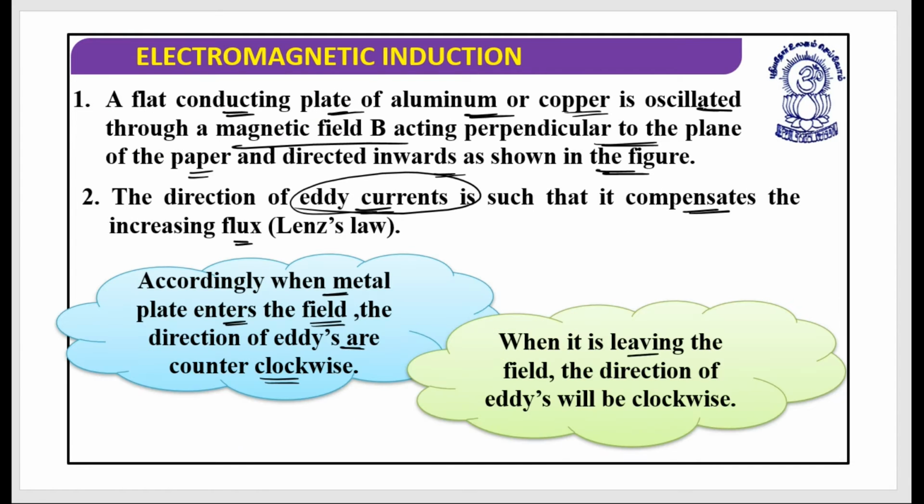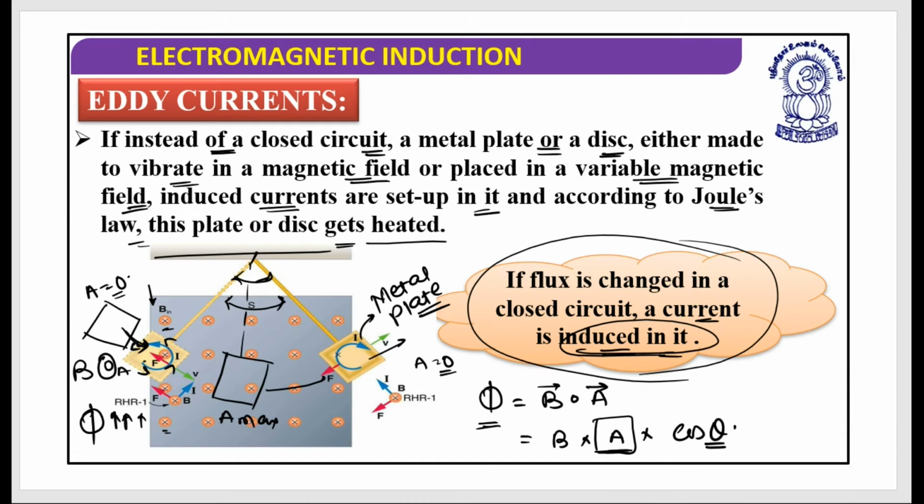In the same way, when it is leaving the field, the direction of the eddy current will be clockwise. If you look at this, when it is leaving the magnetic field, your area is decreasing. As your area is decreasing, your flux is decreasing.